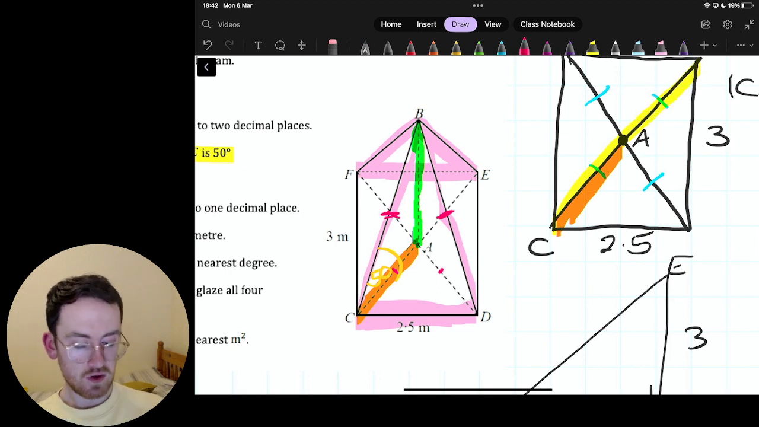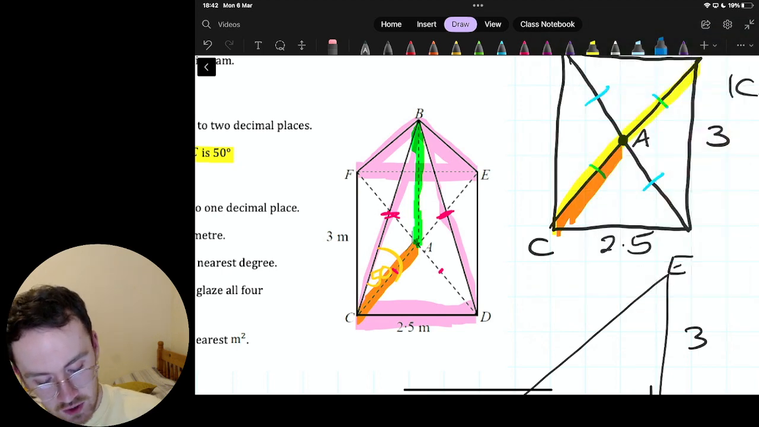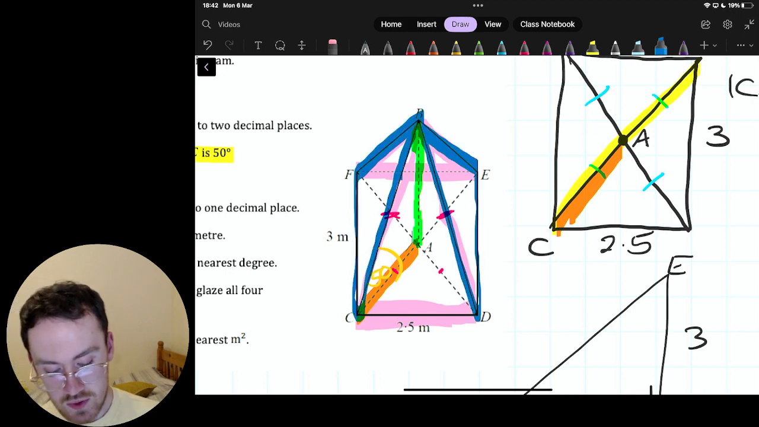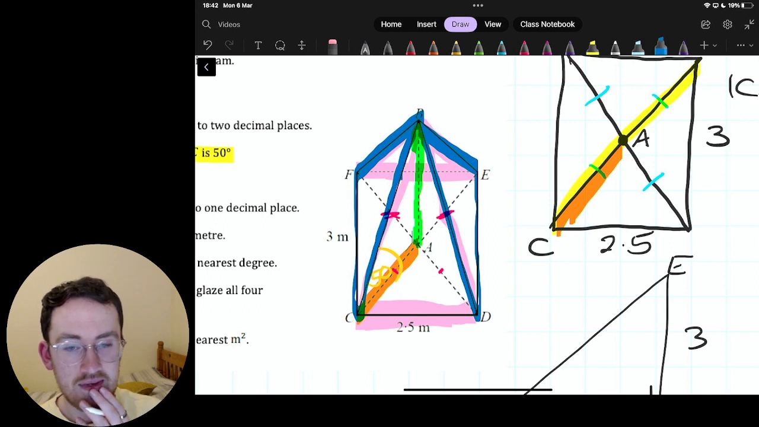So continuing on, we look at the other 2 triangles that I have. They are going to be these 2 on the side here, BED and BFC. The only slight difference with those is the 3 meters that we have. So instead of having the other length, we now have a different one to work with.